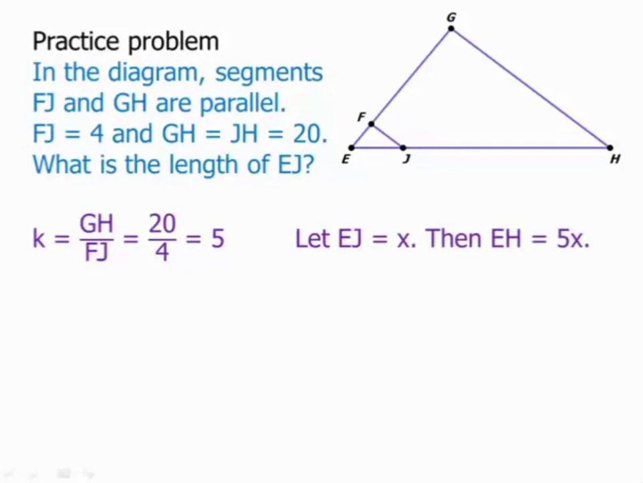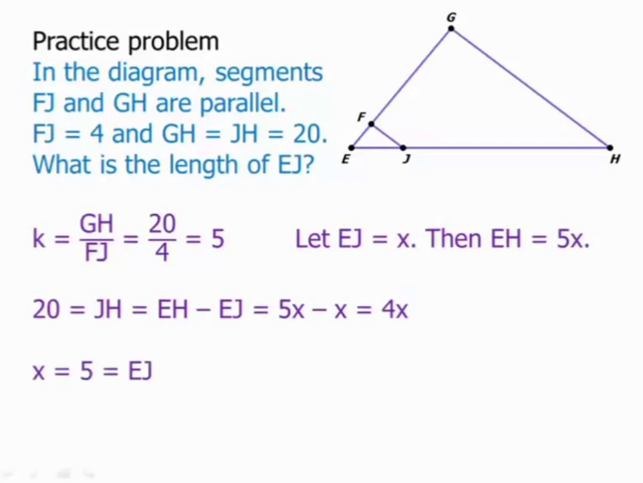Well, the number that we're actually given is JH. Notice that JH, that's 20. Of course, that has to equal EH minus EJ. So that's 5X minus X, which is 4X. Now we can solve for X. X equals 5, and that's the length of EJ. So that's a very easy problem to solve using the idea of scale factor.